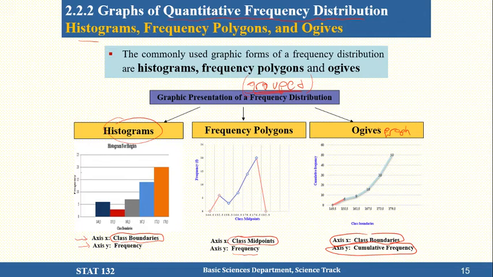But these are mostly for the grouped frequency distributions. For the ungrouped, we can use the previous part, the graphs for the qualitative frequency distributions.